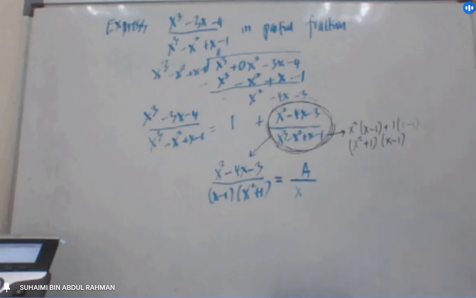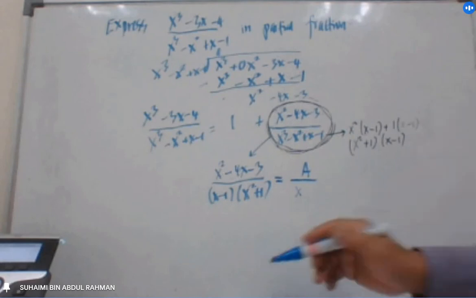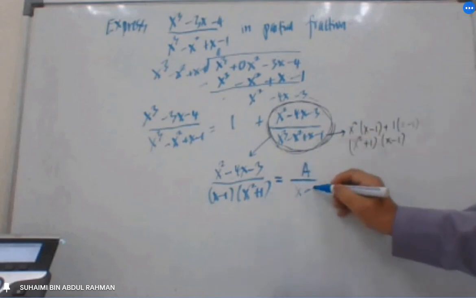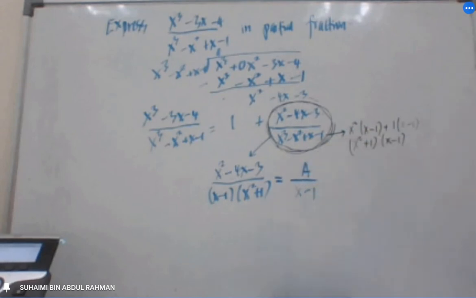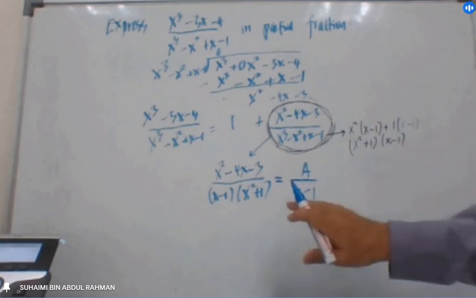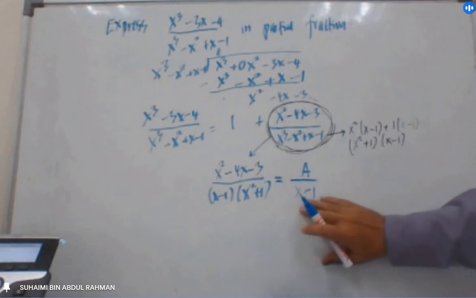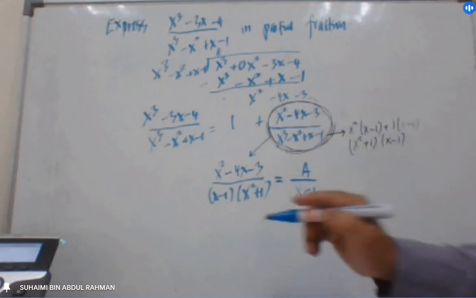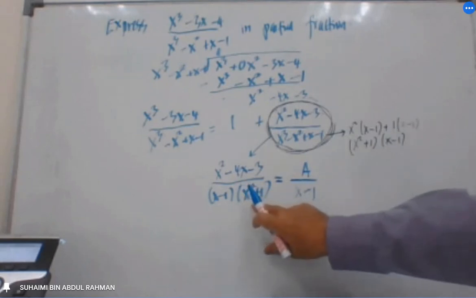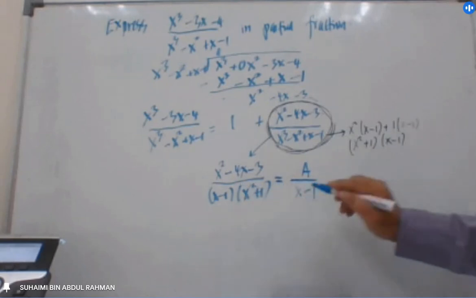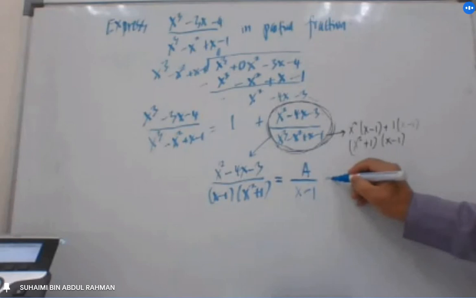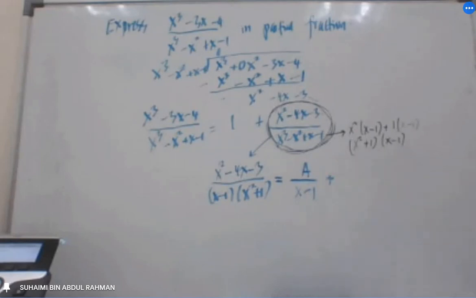Look at the rule A. Yes, rule A: P1x plus Q. Q in this case is minus 1. That's rule A. This is a linear factor, right? But we still have irreducible quadratic factors, so we need to apply rule C.